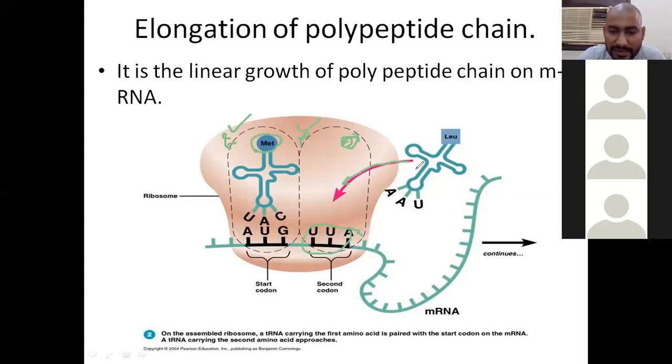So the second amino acid comes to the acceptor site, and the first one moves towards the exit site, and ultimately it is removed outside. In this way elongation is going on. This is the second step, the elongation of the polypeptide chain, or elongation of protein synthesis.